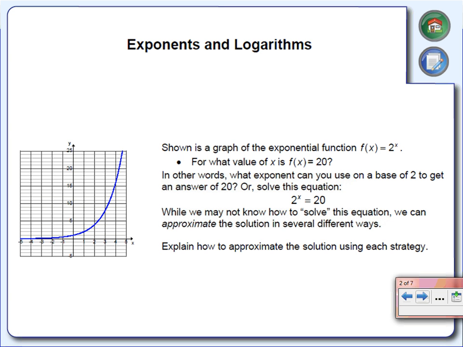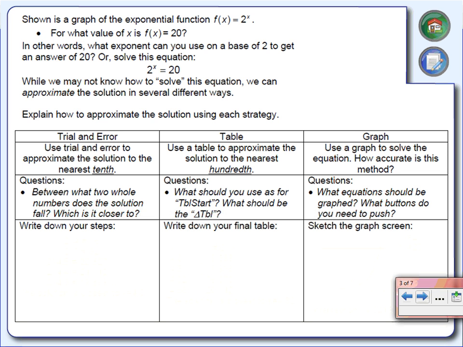Well, there's a couple of different ways that we can find that answer. And the first thing we're going to do is something called trial and error. We're just going to try some numbers and see what will get us to that 20. So for example, 2 to the second power. Is 2 to the second power going to give me a 20? No. What is it going to give me? 4. That's not what I'm looking for.